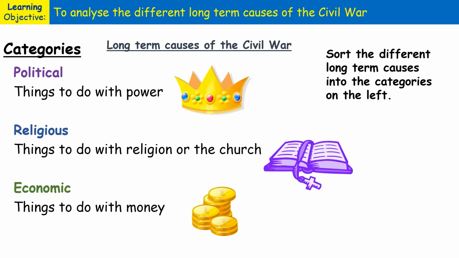In a moment, we're going to have 5 headings that come up. What I'd like you to do is to think about which categories you'd put each of the factors into. Okay, so will each factor belong to the political category, the religious category, or the economic category? Let's take a look now.